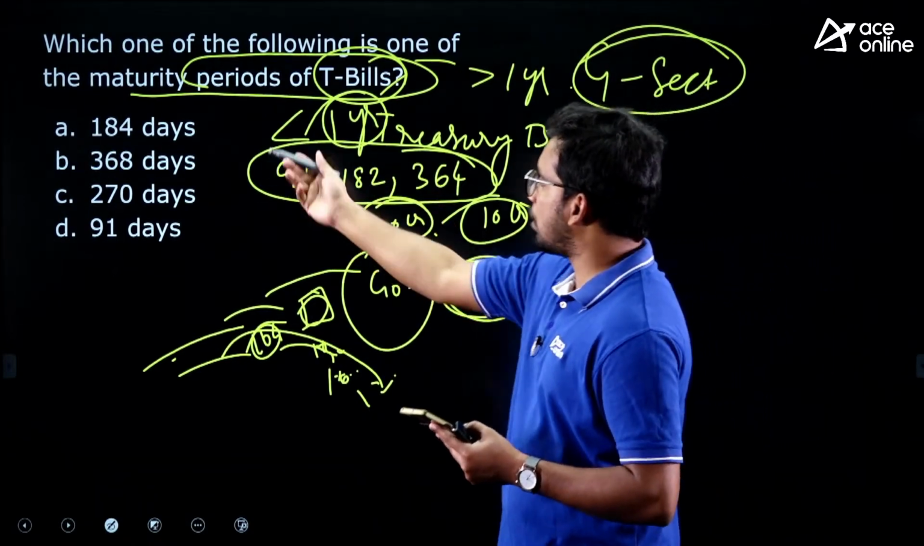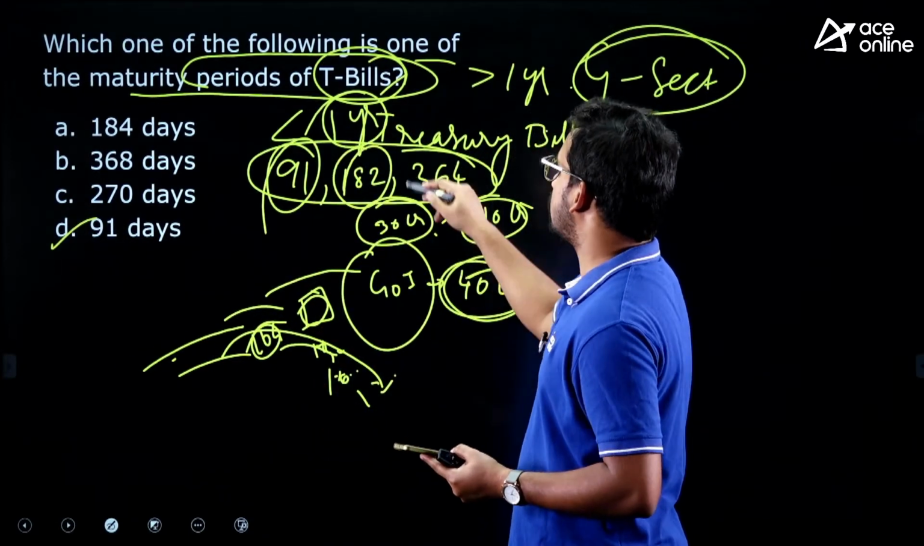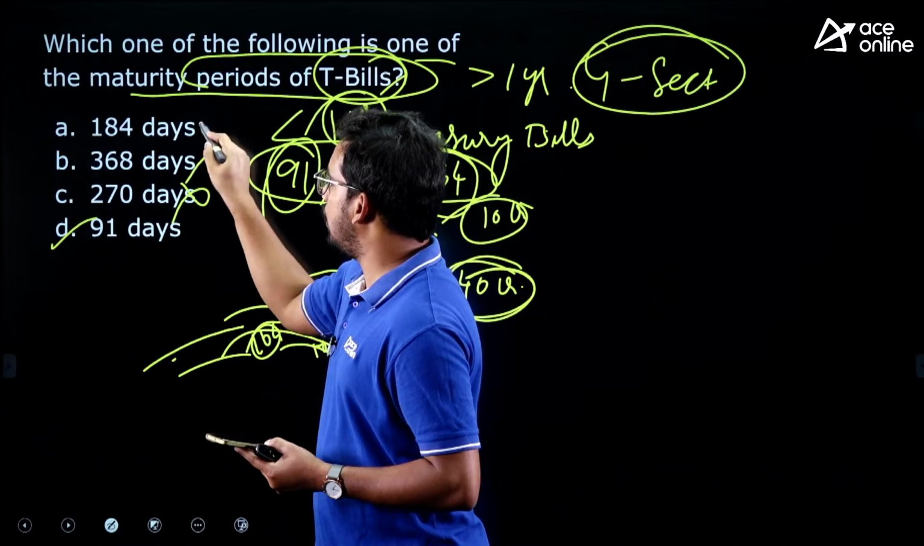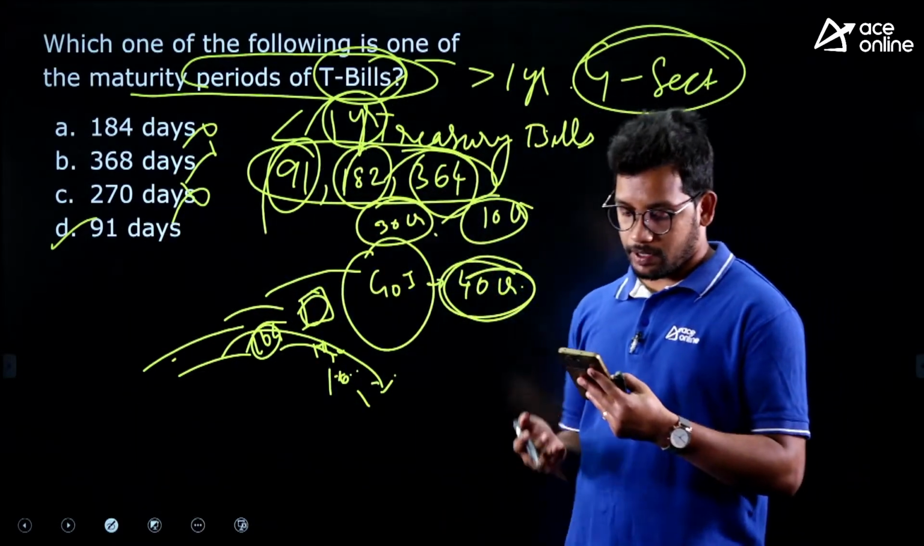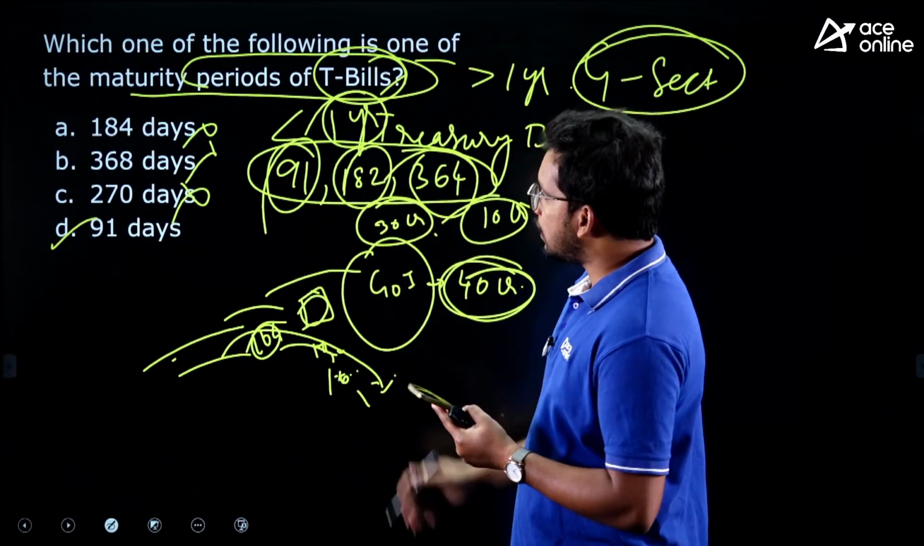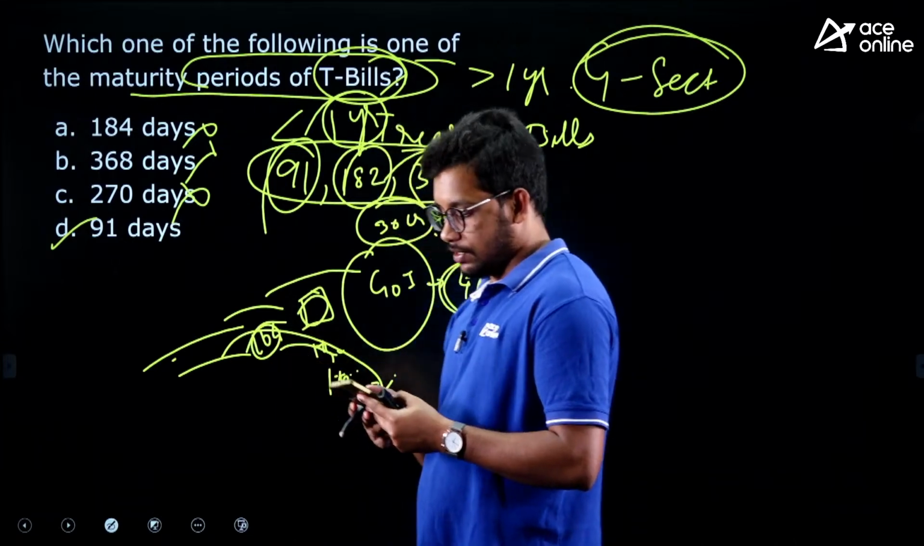So among these, which one is there? Answer is D. We have 91 days, 182 days, 364 days. So we don't have any of these maturities. That's how you need to learn in a holistic manner. So answer is D, where Info Reader has answered it as correct. Very good.